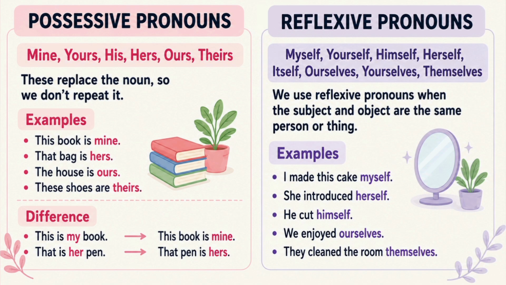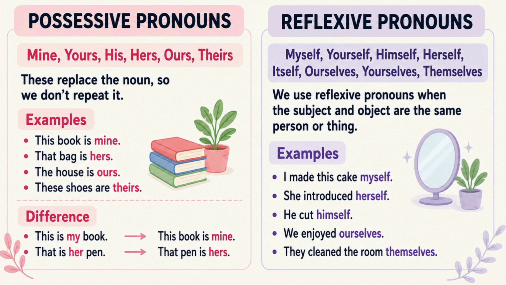When we want to replace the noun entirely so we do not repeat it, we use possessive pronouns like mine, yours, his, hers, ours, and theirs. For instance, instead of saying this is my book, you say this book is mine, and instead of that is her pen, you say that pen is hers. Other examples include that bag is hers, the house is ours, and these shoes are theirs.